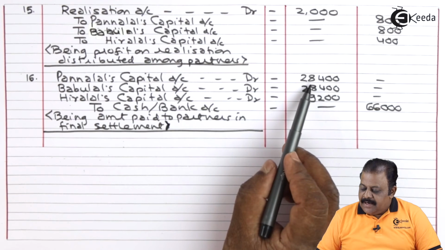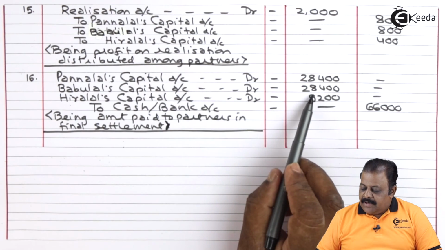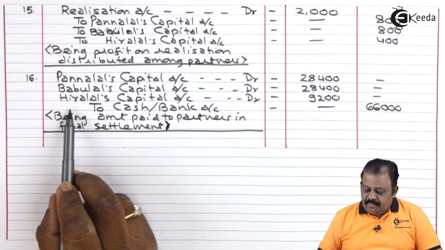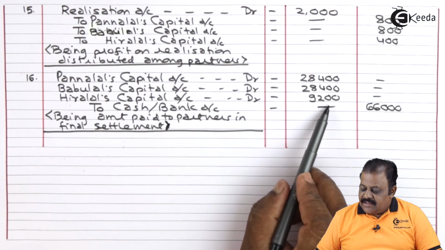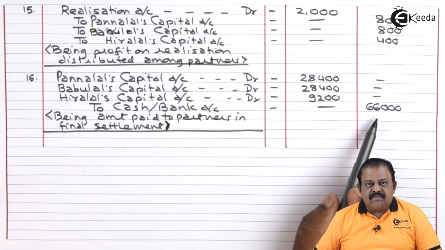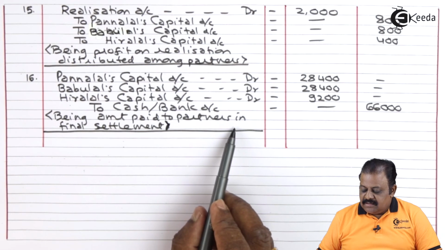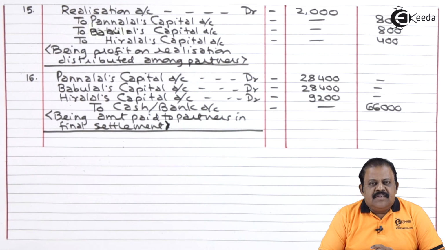Pannalal's capital account debit 28,400. Babulal's capital account debit 28,400. Hiralal's capital account debit 9,200. To Cash Bank 66,000, being amount paid to partners in final settlement. Here we have completed all journal entries.